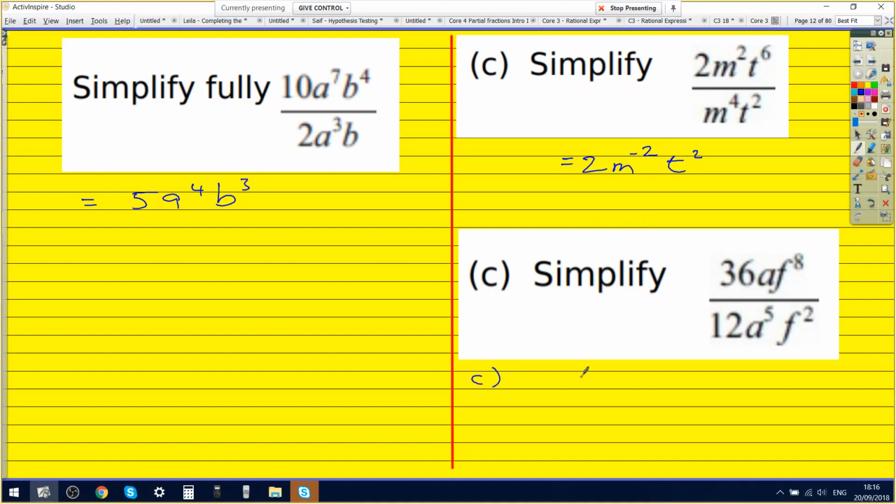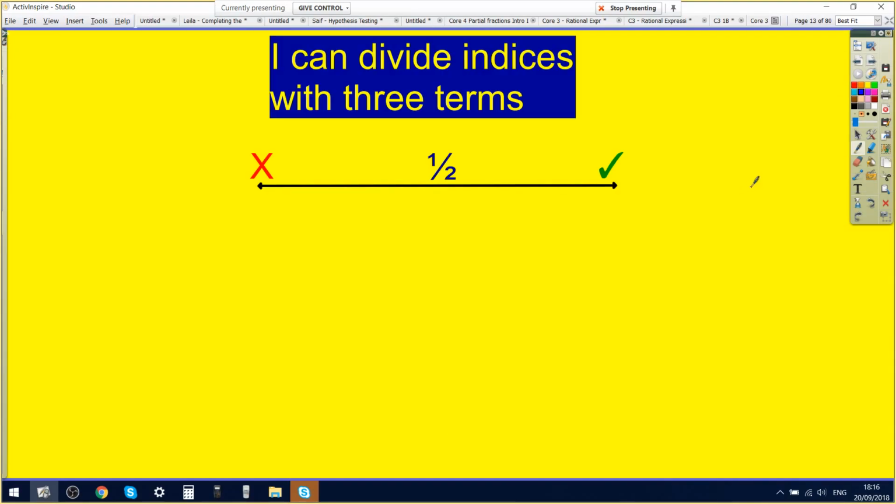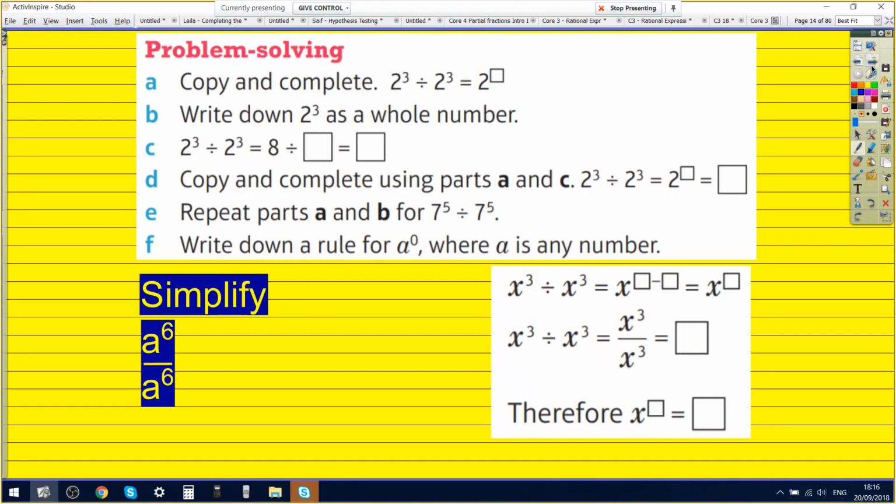And C. 3a4f6. So you were close with the 4. It's not 5 take 1, it's 1 take 5. Minus 4, that's it. I can divide indices with 3 terms. Could be halfway between. Halfway between a half and 2, so maybe. I'm going to skip lots of this stuff.